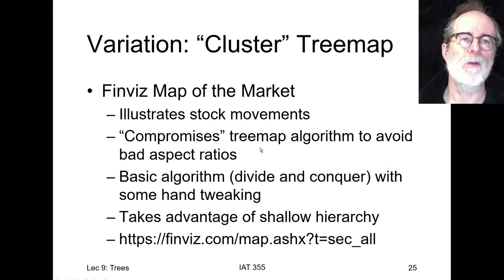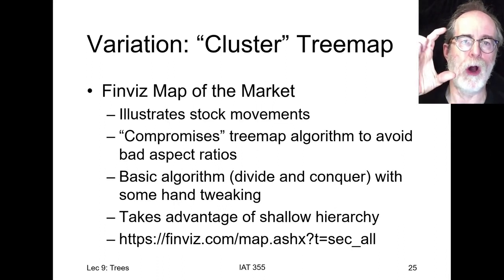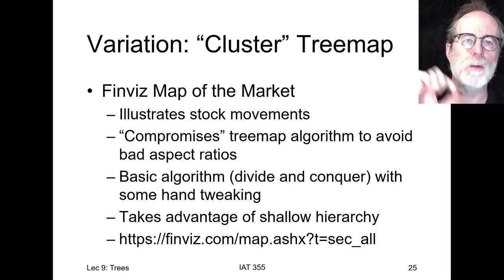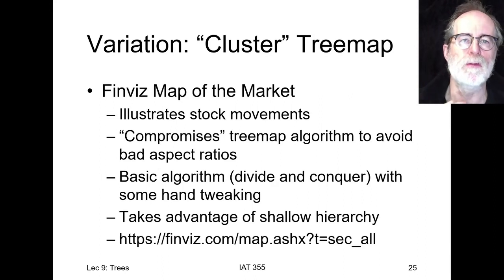And it compromises the tree map algorithm to avoid bad aspect ratios, that is, long, thin rectangles. Instead, most of the rectangles are at most 4:3 or 5:3 aspect ratio at their most oblong. It's doing the basic divide and conquer algorithm, probably with some hand tweaking behind the scenes. If they get a bunch of solutions that are automatically computed, they pick the one that's most like the previous solution and is most visually appealing. And it takes advantage of the shallow hierarchy, and we'll show what that means in a minute.